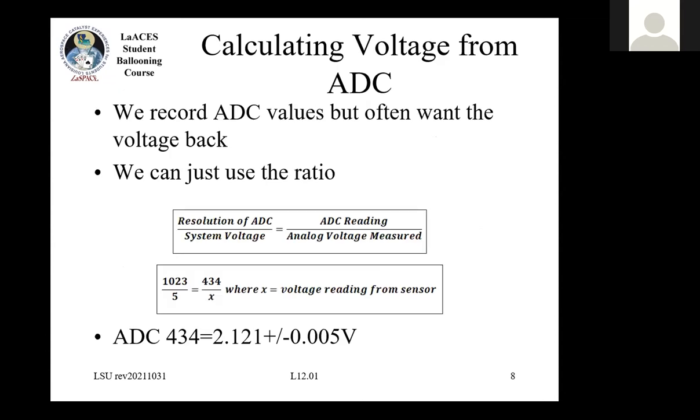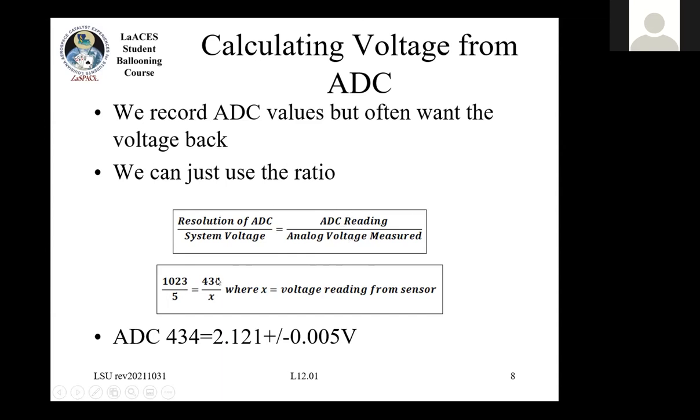So often you are going to want to go backwards as well. Because you'll likely record ADC values in your program or to your data storage, and you're going to want to be able to convert that back to the voltage. Well, again, we can just take the ratio, right? We can have, here's the number of ADC bins over the system voltage, so that would be like 1023 over 5, and then the reading over the actual voltage, right? So that's fairly easy to calculate.